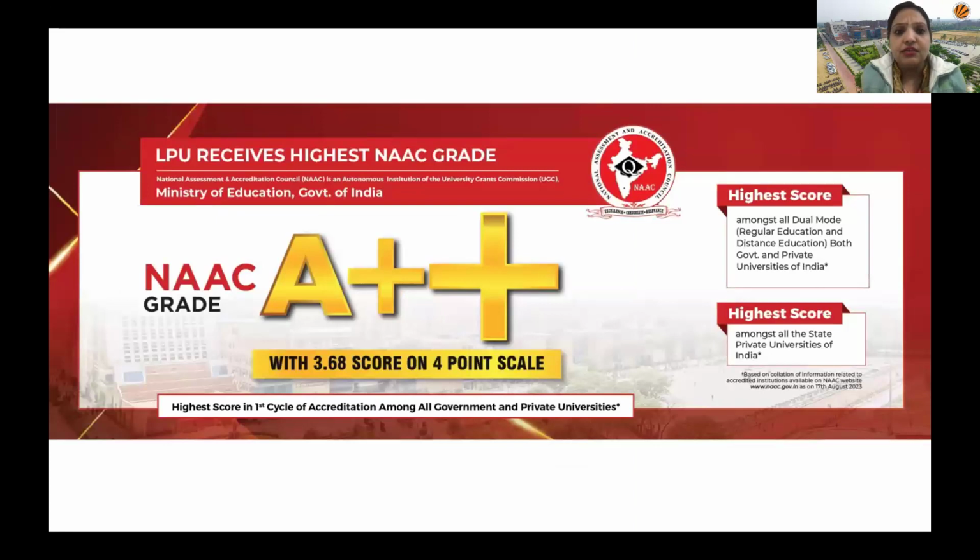Our university, Lovely Professional University, has received the highest NAAC A++ grade, proudly sharing that with a 3.68 score on a 4-point scale, which is the highest score in the first cycle of accreditation among all the government and private universities. You can well imagine the level of academics as well as the industrial tie-ups as well as the research which the university initiates, and the outcome is in the accreditations.